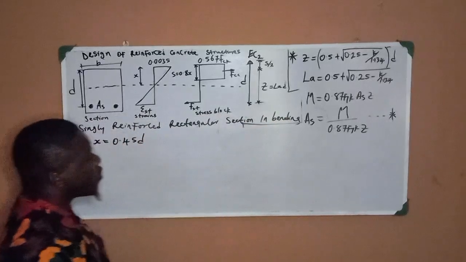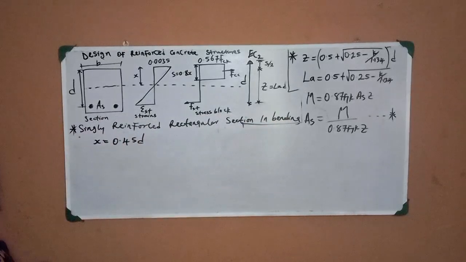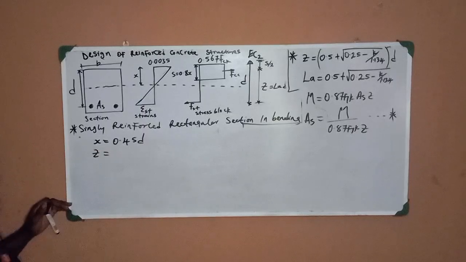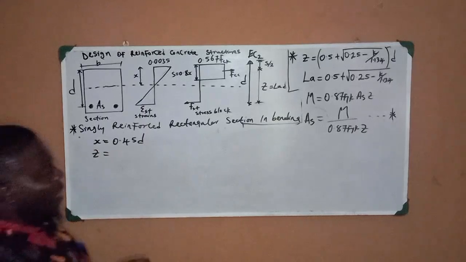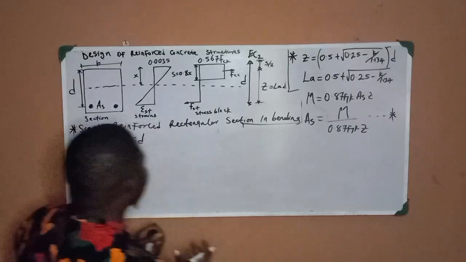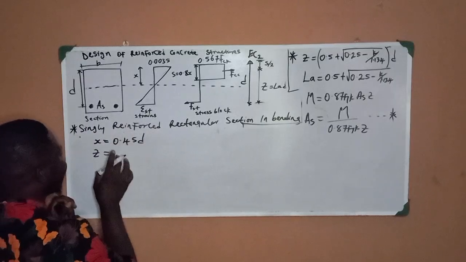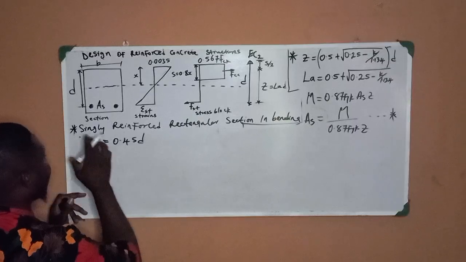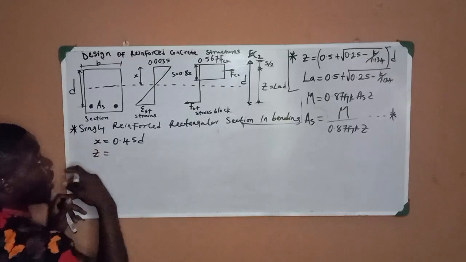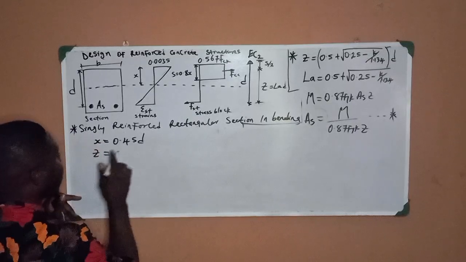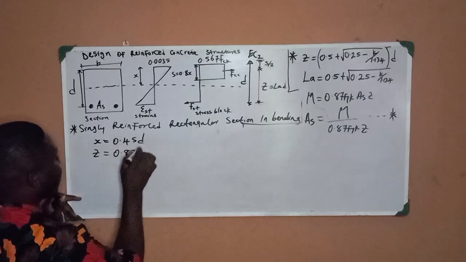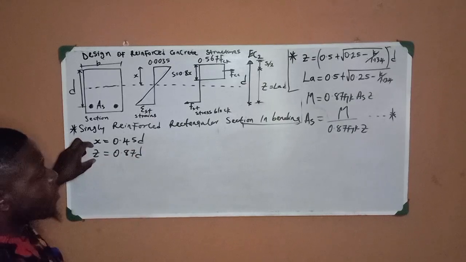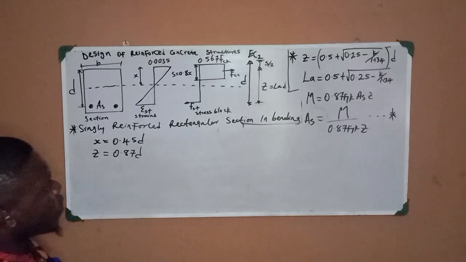Understand? Now also, the limiting z value is always a minimum. So the least value of z that you can use for a singly reinforced section is always 0.87d. 0.87d is the value of the lever arm that you can use.